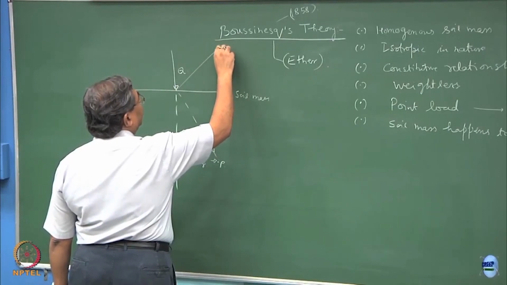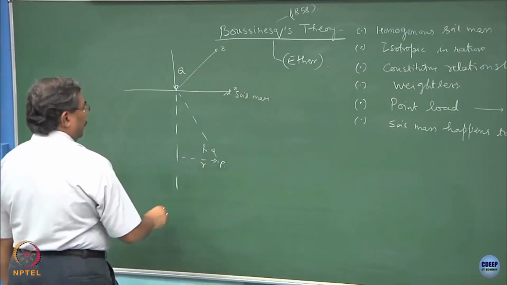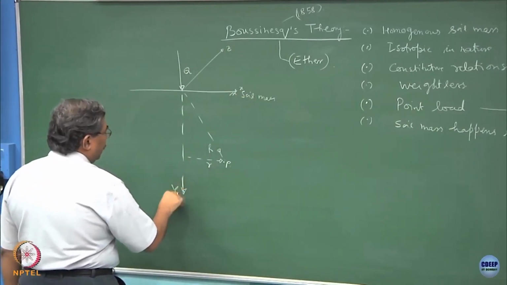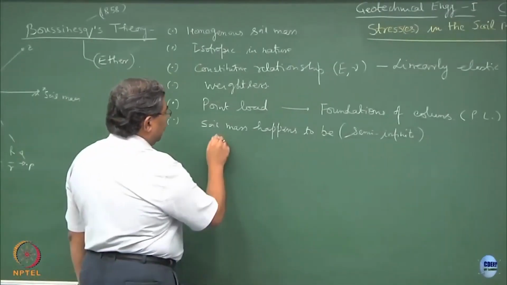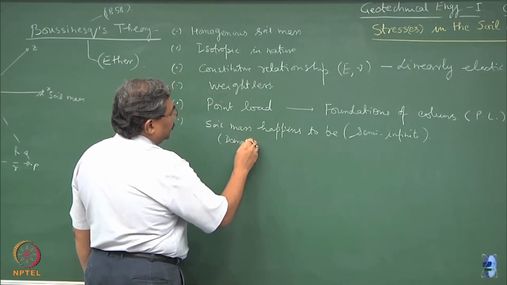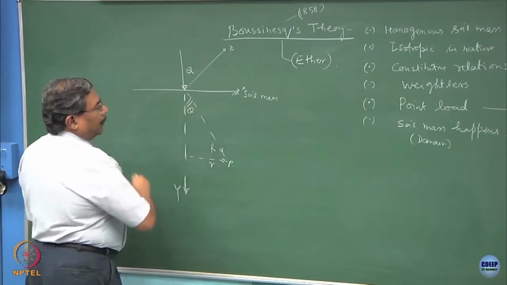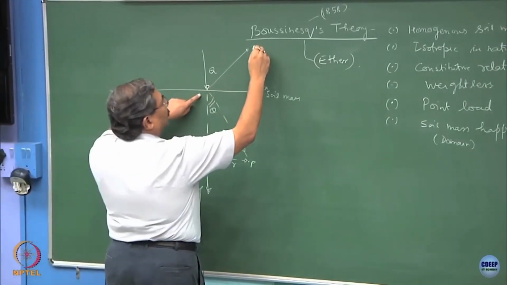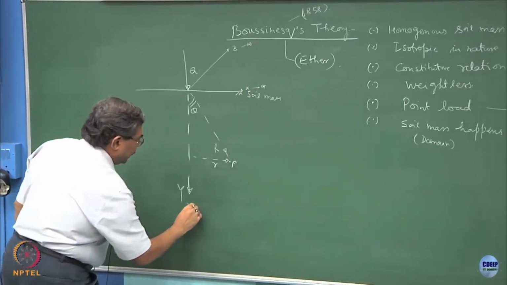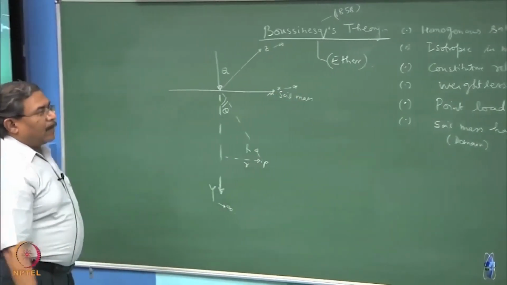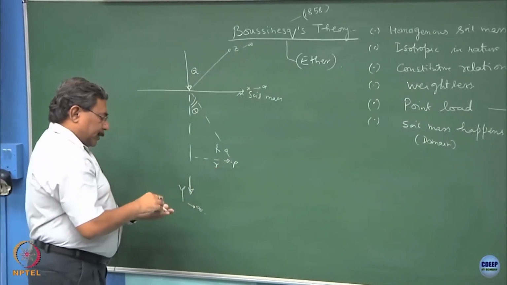if this is the direction of Z, this is the direction of X, and this is the direction Y, we are considering the domain. So, soil mass is nothing but the domain in which we are doing the stress analysis. This happens to be semi infinite. So, Z is tending to infinity, X is tending to infinity, Y is tending to infinity. So, this is a domain in which we are doing the stress analysis. What is the state of stress at point P?